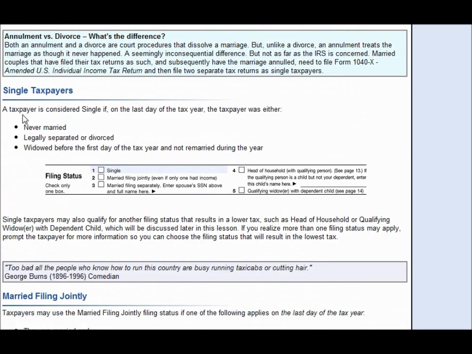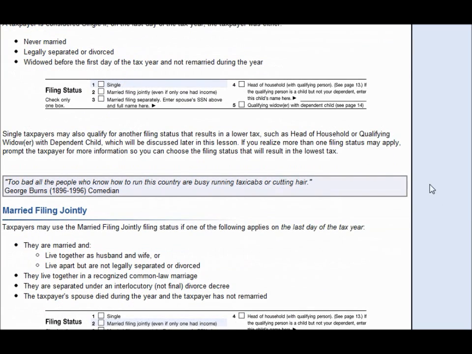A taxpayer is considered single if, on the last day of the year, the 31st, the taxpayer was either never married, legally separated or divorced, widowed before the first day of the tax year, and not remarried during the tax year. Again, as you can see highlighted here on the filing status box, single would be checked on your software. Also note, a taxpayer who is single may also qualify for head of household if they have a qualifying dependent.